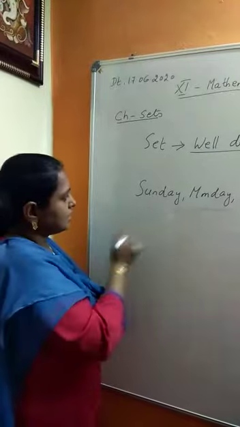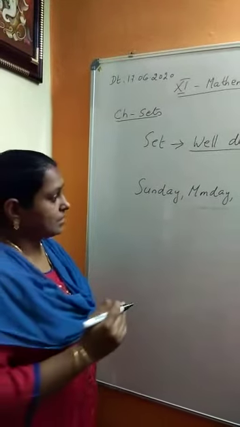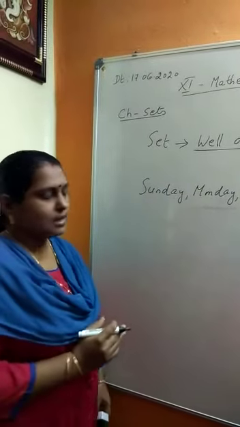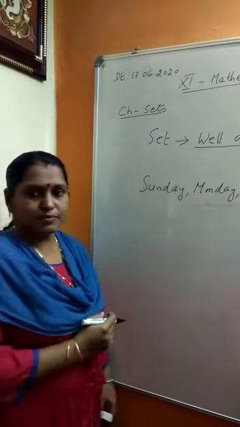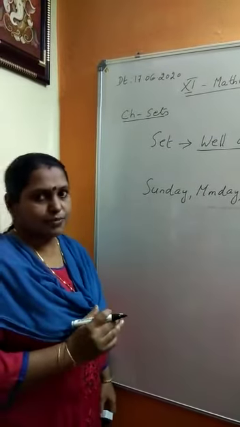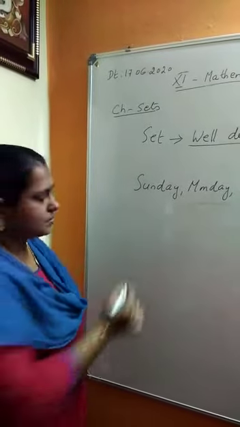Clear? Some more examples: the set of all alphabets. We know that the English alphabets are A to Z. The set of all even numbers, we know that it is 2, 4, 6, 8, etc. So all those are well-defined collections. A set is a well-defined collection of objects.